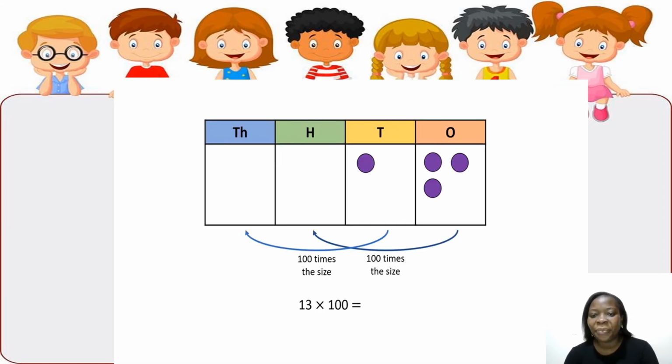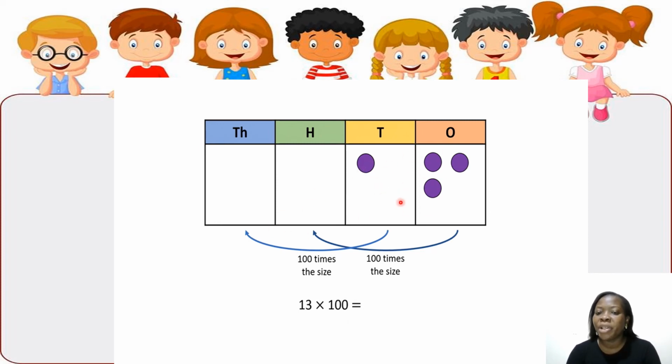Let's proceed. We're going to try to multiply by 100 using the place value grid. Now, when we multiplied by 10, we moved one column to the left. But right now, we're going to be multiplying by 100. When we multiply by 100, the hundreds column is 100 times the size of the ones column. The thousands column is 100 times the size of the tens column. So this is an example here. We want to see what happens when we multiply 13 by 100 on a place value grid.